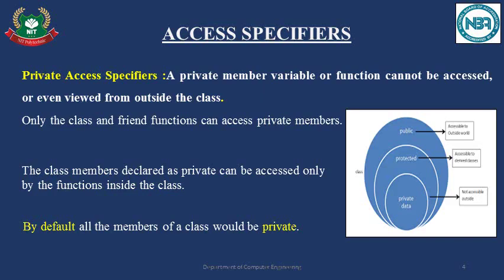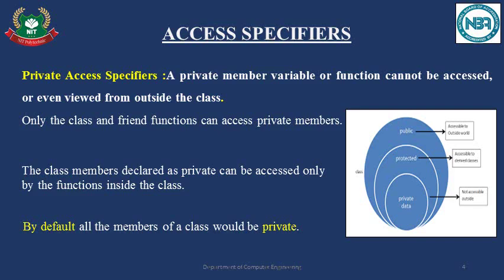So first is the private access specifier. A private member variable or function cannot be accessed or even viewed from outside the class. Only the class and the friend functions can access private members. What does this mean? Suppose we define a data member like roll number or student name as private. Then it can be accessed only within that particular class. No other class can access that student name and roll number. That is why it is called private.